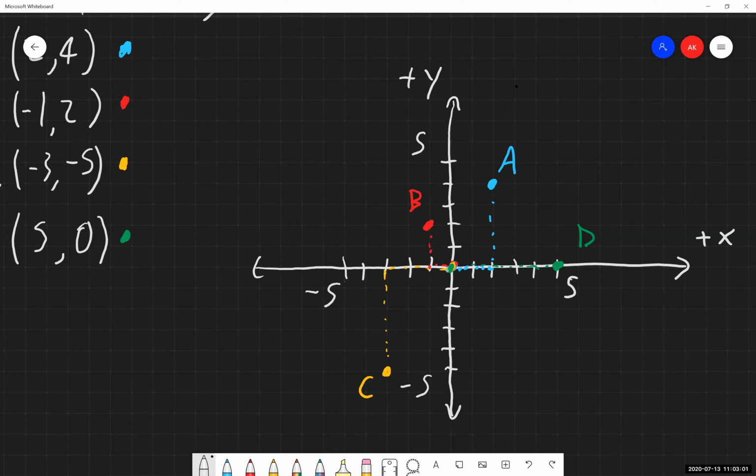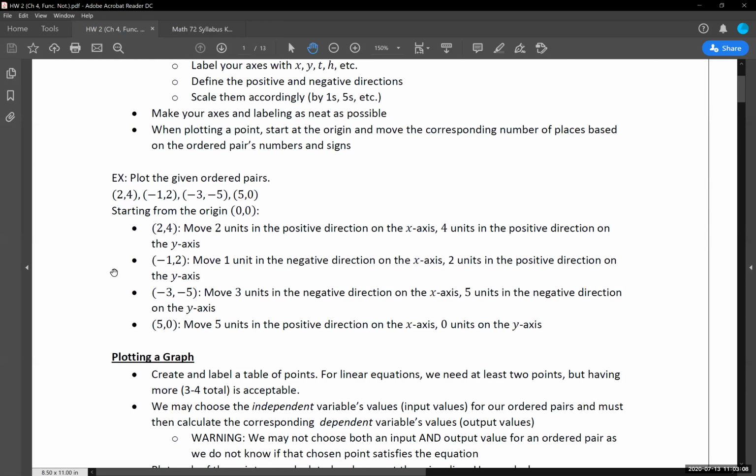So I'm going to jump us back to our notes. We're going to take a look at plotting a graph. Again, those are examples that we just went through right here. So that's where we're getting our numbers from.